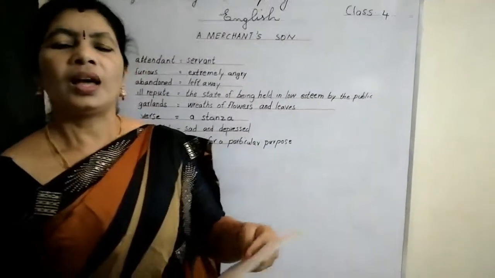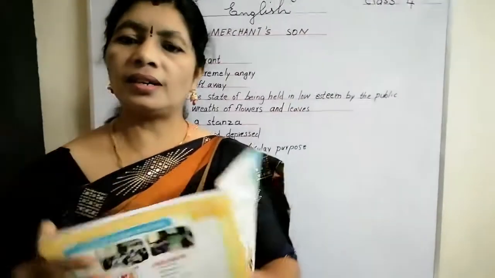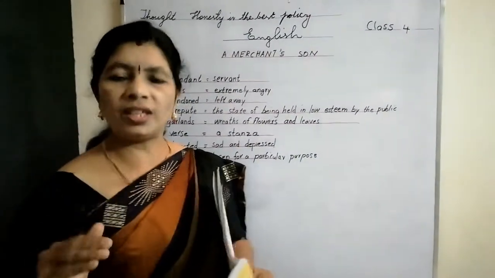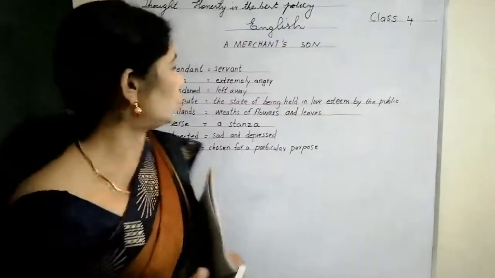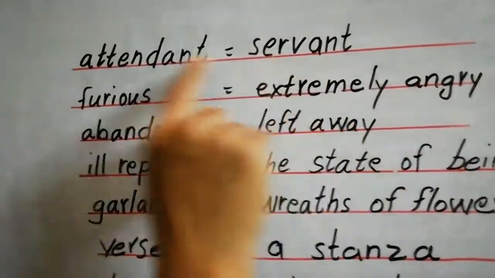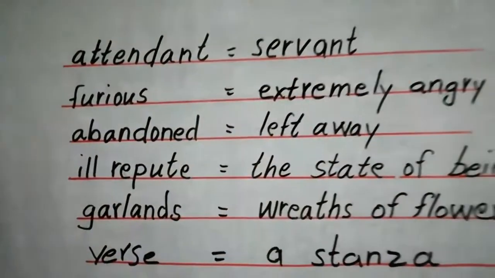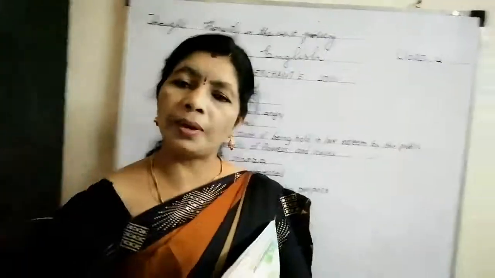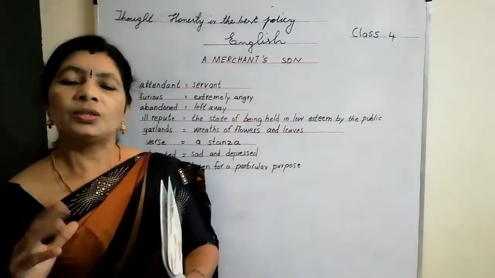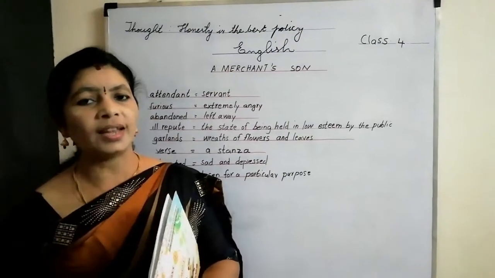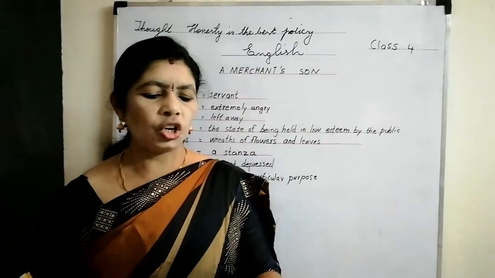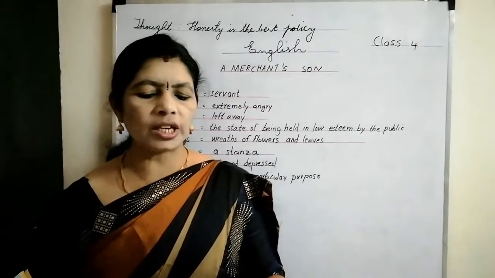Attendant means what? We know that in the palace, so many servants are there, right? So attendant means servant, okay? So the princess needed the help of an attendant. So she took the help of an attendant, and what did she do? See what happened. She wrote a note and gave it to her attendant.